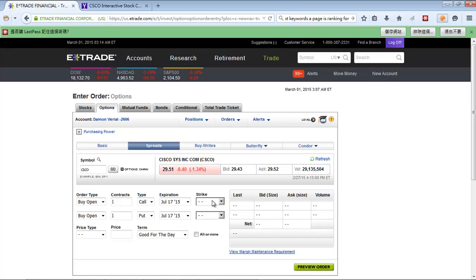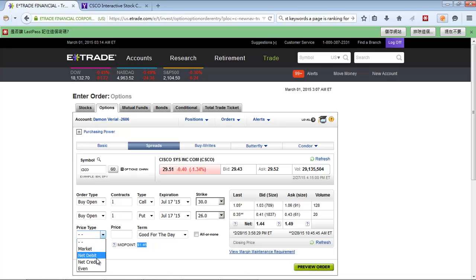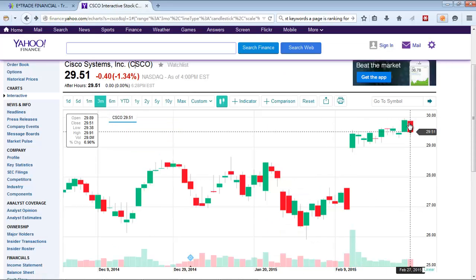And then the strike prices are the ones we saw. The call needs to be the higher of the strike prices, so 30, and the put needs to be the lower of the strike prices, which would be 26. And you're going to see the midpoint is $1.46, so you put a net debit. We're paying for these options, and you put in the midpoint. That's it. And you put that order through, you're going to be paying $146 for this play. And basically this play allows you to profit in the case of a breakout, regardless of the direction. That is the strangle strategy.